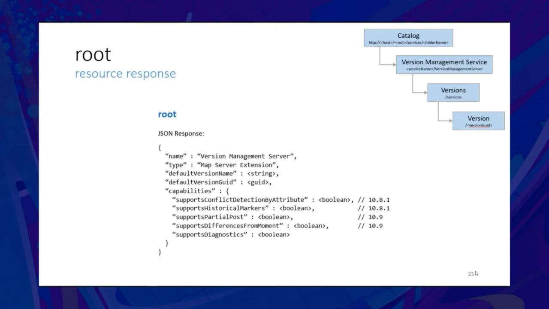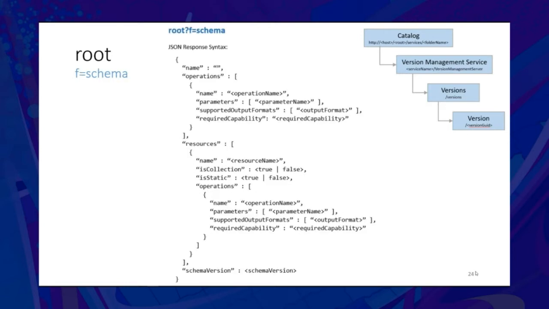Starting at 10.8.1, when we were adding additional operations and capabilities to the version management service, we added these capabilities that are Boolean properties that you can query. So at 10.8.1, we released supports conflict detection by attribute, or supports historical markers. That'll be a true-false response. At 10.9, we added in things such as supports partial posts or differences from moment. Okay, those were new things that we added.